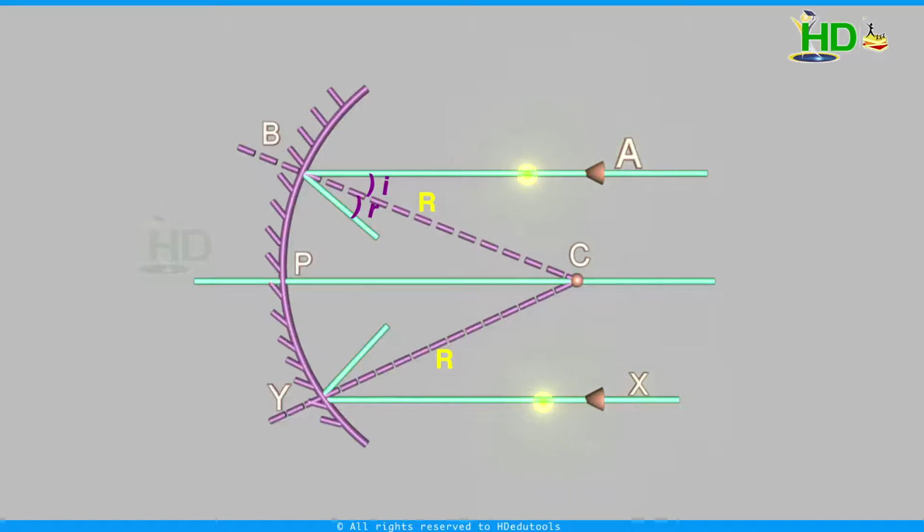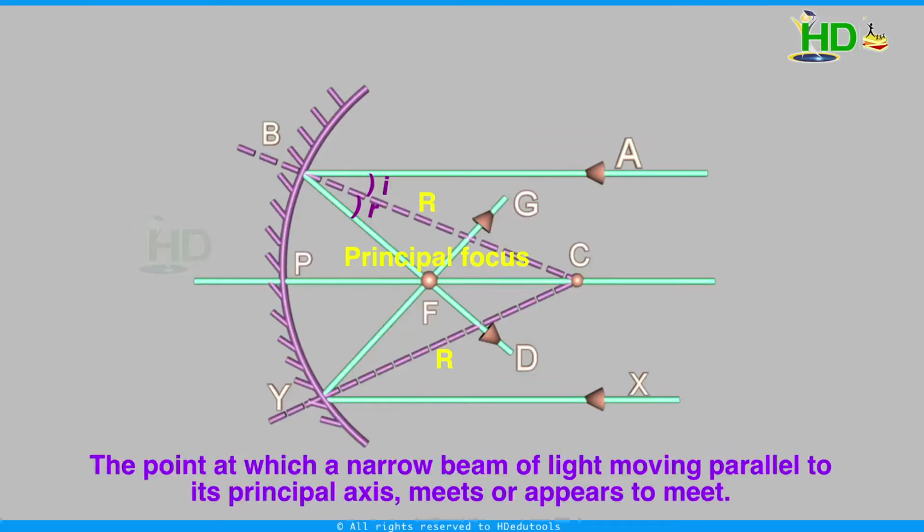All the rays which are coming from infinity, which are parallel to the principal axis, reflect from this mirror and meet at this point on the principal axis. And this point is called the principal focus. That is, the incident rays close to and parallel to the principal axis, after reflection, converge at a fixed point on the principal axis in the case of a concave mirror. This point is known as the principal focus.